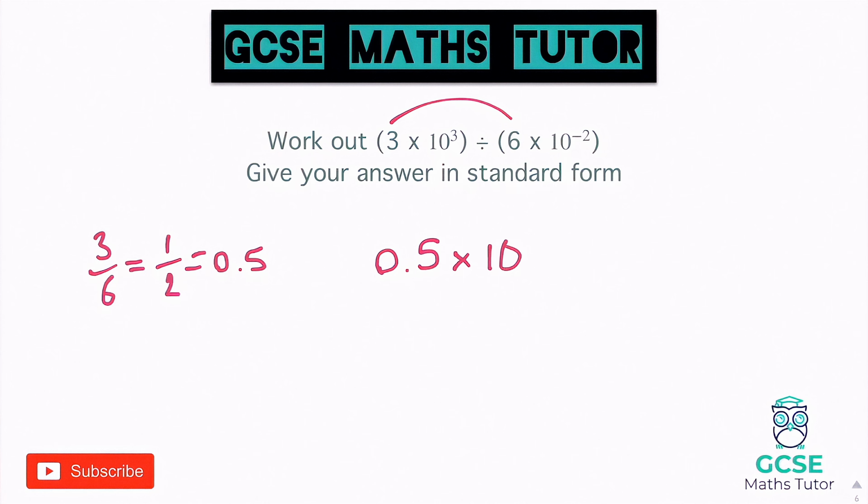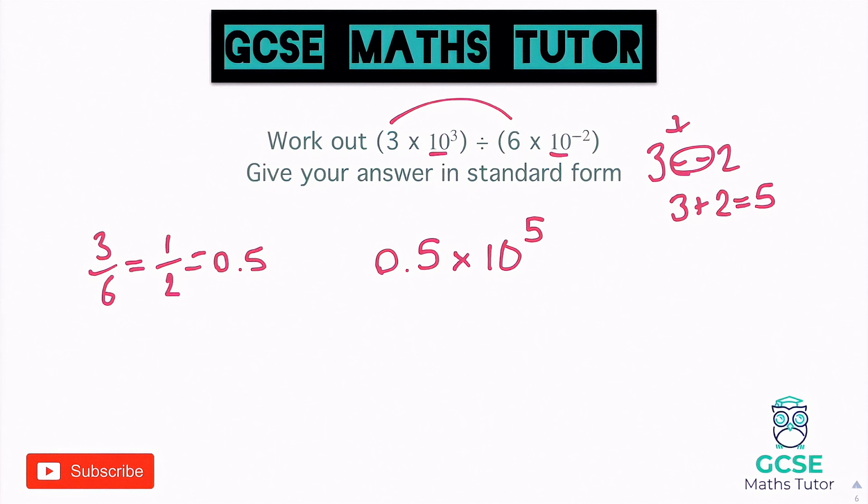power of, and again subtracting the powers on these. So we've got 3 take away negative 2 on the second one, and 3 take away negative 2 turns into a plus, so we have 3 plus 2, which gives us a power of 5 for this one. So we have 0.5 times 10 to the power of 5.